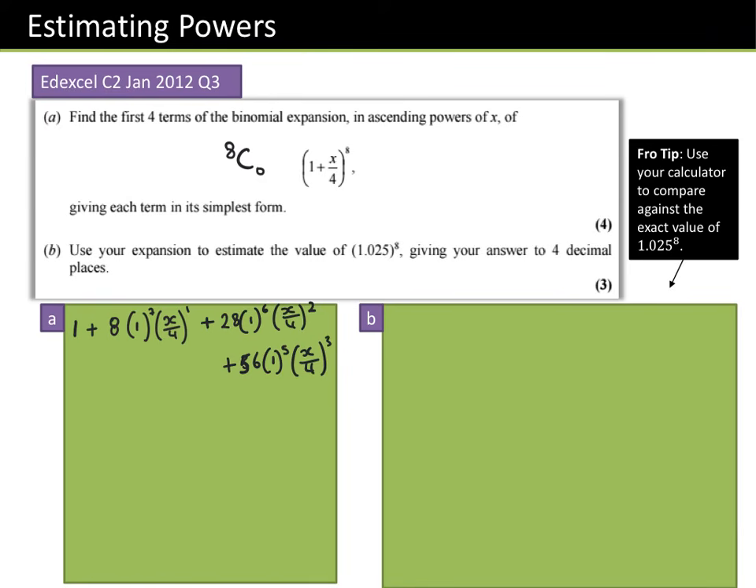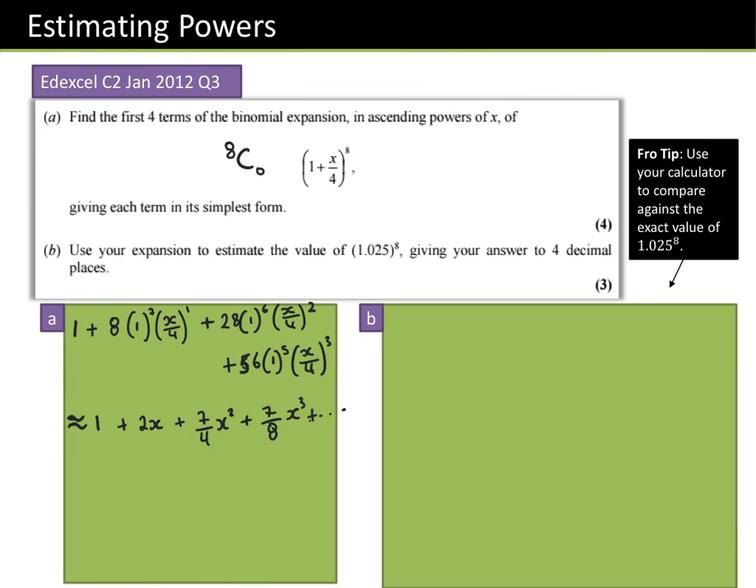So if I simplify this, I'm going to get approximately 1 plus 8 over 4, which is 2x, plus 28 over 16, which is 7 over 4, x squared, plus 56 over 64, which is 7 over 8, x cubed, plus ... So there we have it, we've expanded it, and that is 4 marks, and to be honest, that's a very easy 4 marks, okay?